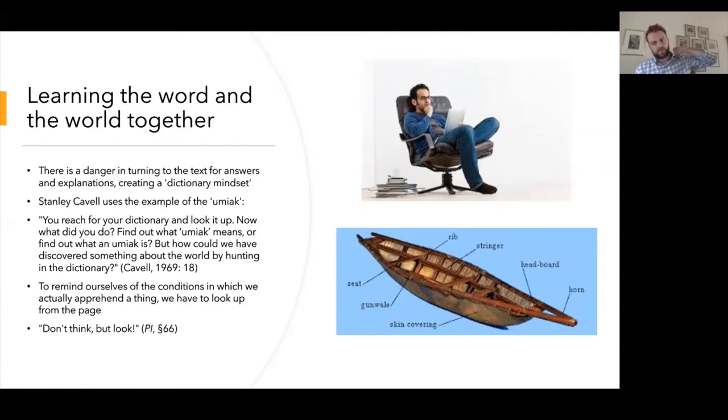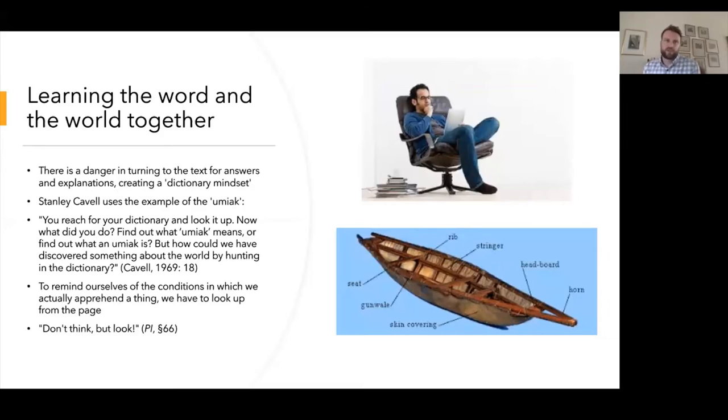There's a great example of this in Stanley Cavell's essay, Must We Mean What We Say, where he talks about a situation in which you are sitting in an armchair reading what he calls a book of remembrances, and you come across this word, an umiak, another word that is completely unfamiliar. And so what do you do? Well, of course, you reach for your dictionary and you look it up.